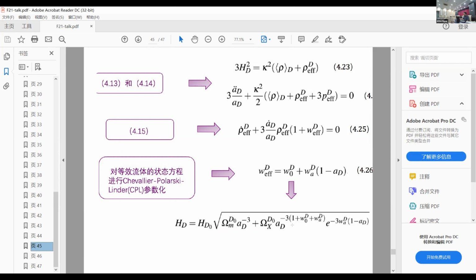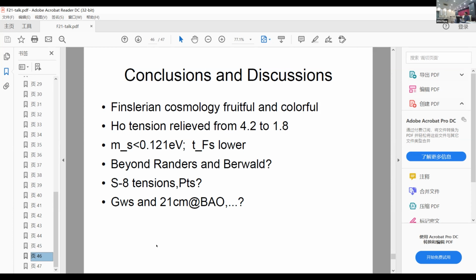I should give a conclusion. So far I talked about two parts. One is based on Finslerian geometry. We use a very specific Finslerian geometry to extend the so-called 6-parameter cosmology model and relieve the H0 tension. In the second part, we use the back reaction effect to discuss the sigma 8 and H0 extension. The result is to relieve the tension from around 4 sigma to 2 sigma. But the underlying reason why the tension exists is still an open question. So thank you, everybody. I think I have several minutes for questions.